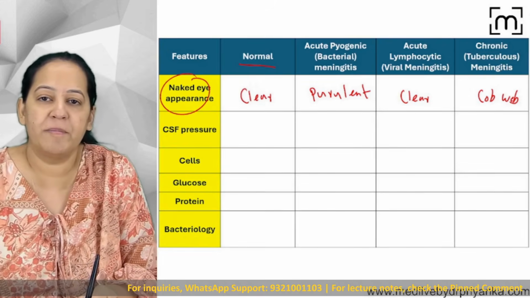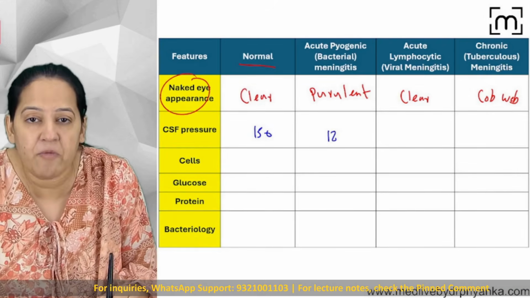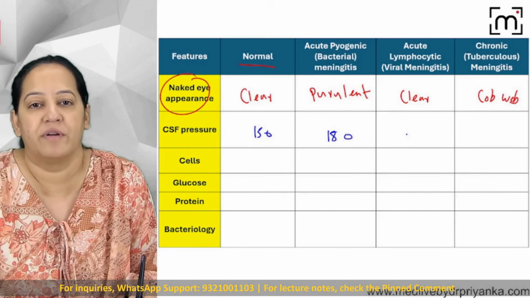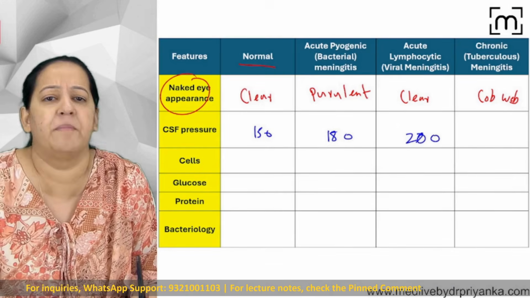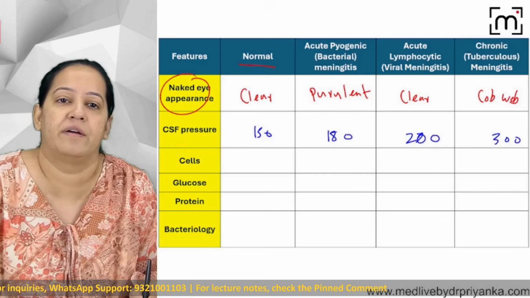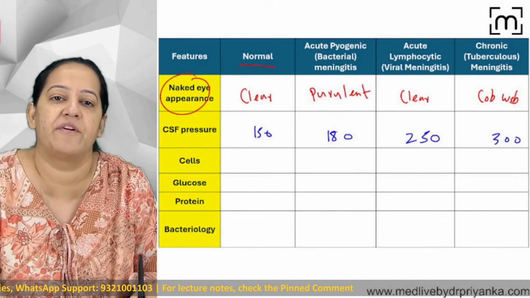Tell me the pressure. Normal pressure is 60 to 150 mm of water. Here up to 180 mm of water. Here up to 200 mm of water. And here up to 300. Here 250 mm of water and here 300 mm of water.